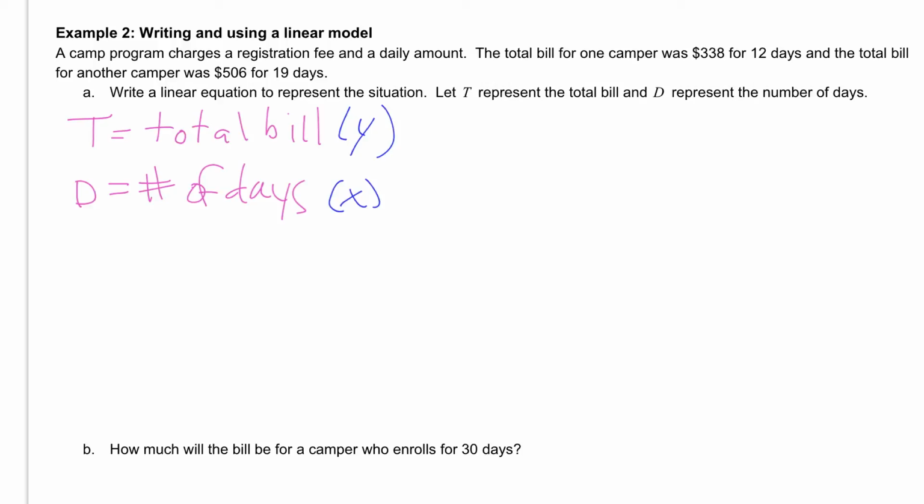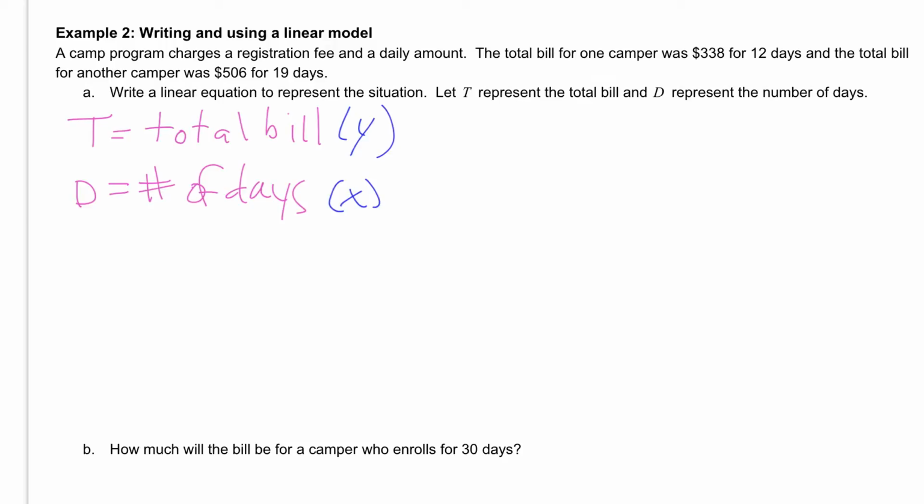So if I look through my problem, first thing I'm looking for is a slope. And a slope is something that's going to happen for every one of my X, which means it's something that's happening every day. As I read through the problem, I'm looking, do I have something that represents something that's happening every single day? So I have a camp program charges a registration fee and a daily amount. The total bill for one camper was $338 for 12 days, and the other bill was $506 for 19 days. Nothing in there tells me what's happening every single day.